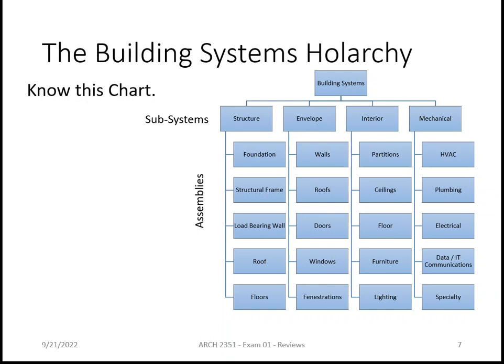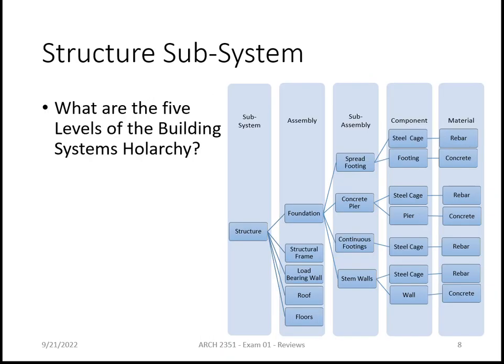If we look at structure, then we have a subsystem called structure. We have an assembly called, let's just go with foundation since it's here at the top. And then foundation has sub-assemblies. It may have a spread footing. It may have a concrete pier. It may have a continuous footing. It may have stem walls. Those are different sub-assemblies to a foundation. It may not have all of those.